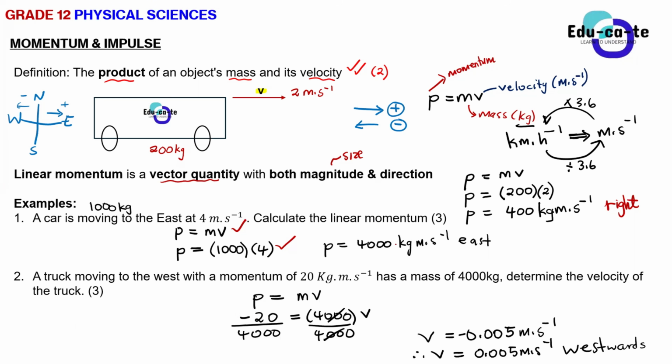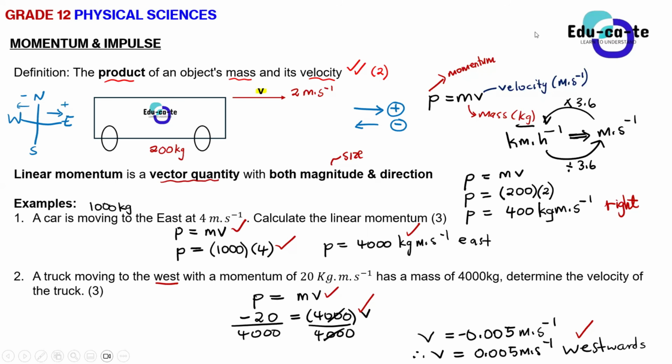Always. So when your velocity is going to the west, meaning if your velocity is negative, your momentum will also be negative. Definitely. It has to be. That's how the formula is made, actually. It's going to be 3 marks. So this is the level one of momentum. Easy, right?